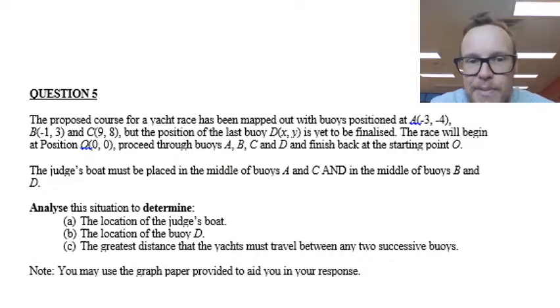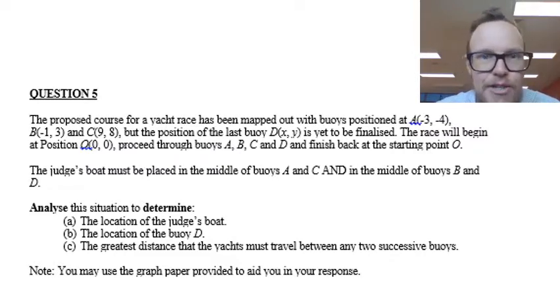The judge's boat must be placed in the middle of buoys A and C, and in the middle of buoys B and D. What we need to do is firstly find out where the judge's boat is, find out where buoy D is, and then look at the greatest distance. It says you can use the graph paper provided to aid you in your response.